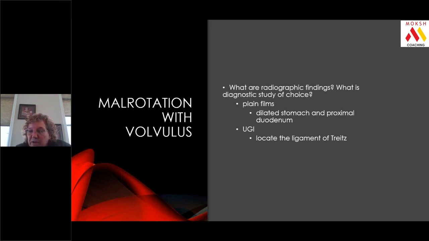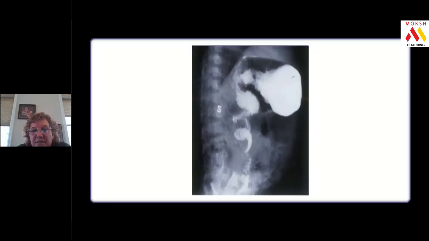The test of choice is going to be an upper GI, and you're looking for the ligament of Treitz, and this is what the upper GI will look like. So can you see how big the stomach is, how then you see the duodenal bulb, and then see how it corkscrews? That's the classic upper GI for a kid with malrotation and volvulus. See, the volvulus is where it's twisted, and that looks like a corkscrew.